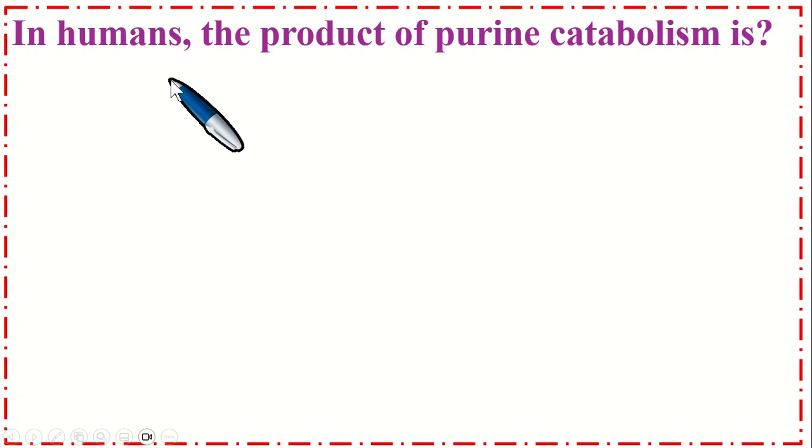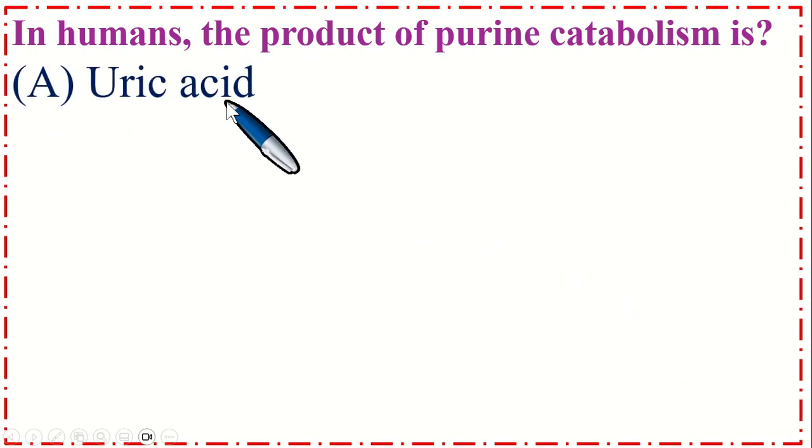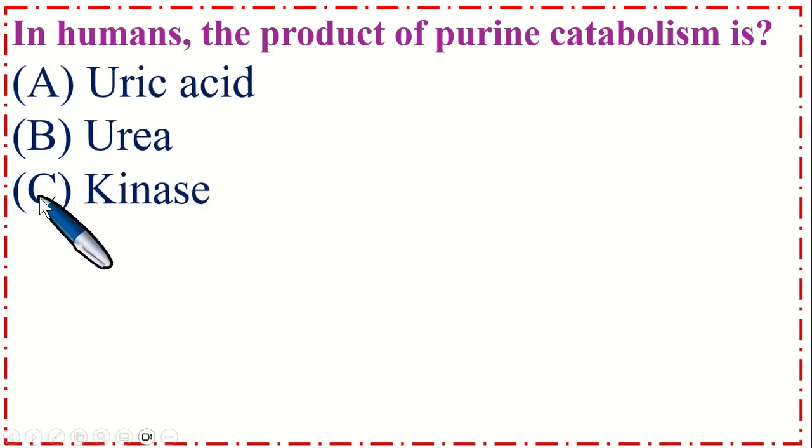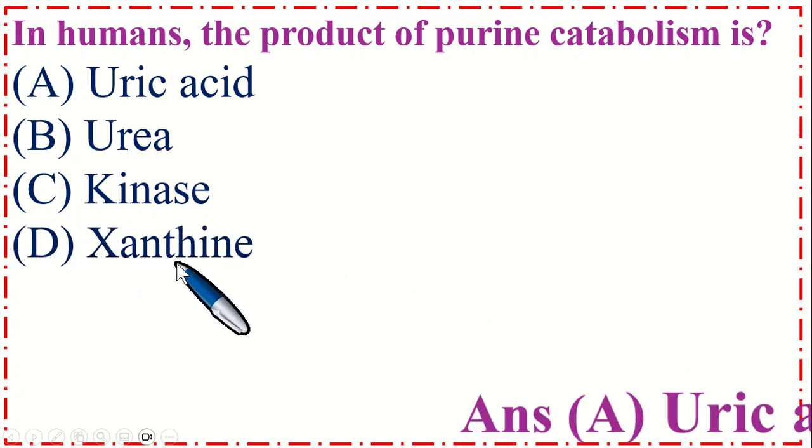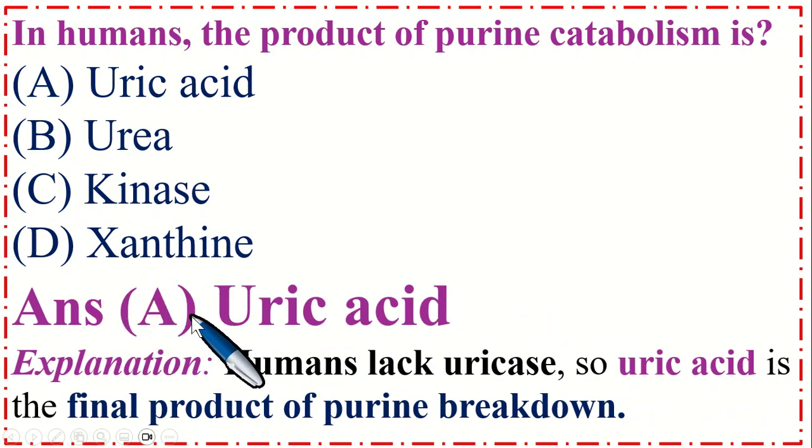So this is the last MCQ. In humans, the product of purine catabolism is option A, uric acid, B, urea, C, kinase, and option D, xanthine. So the correct option is A, uric acid. Humans lack uricase, so uric acid is the final product of purine breakdown.